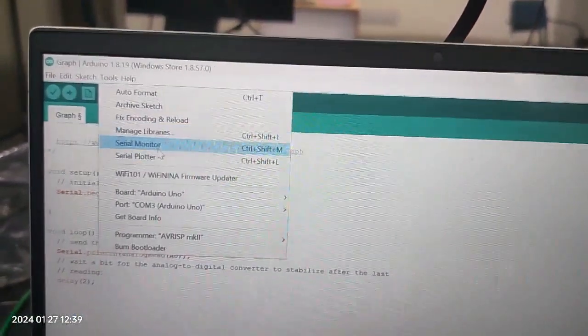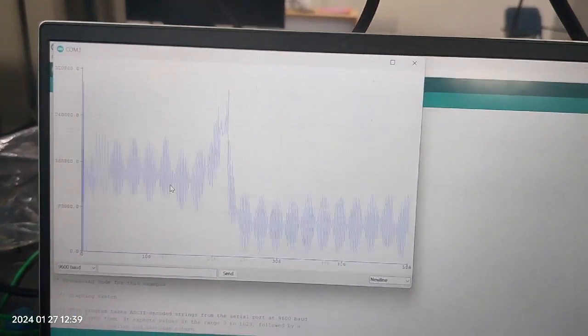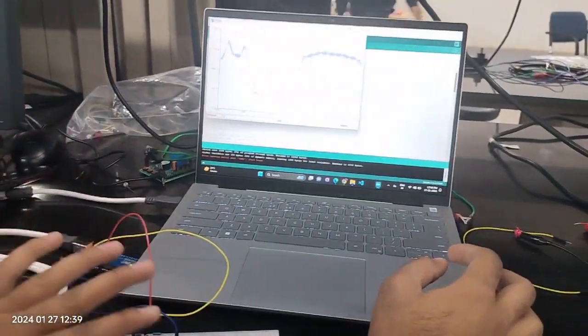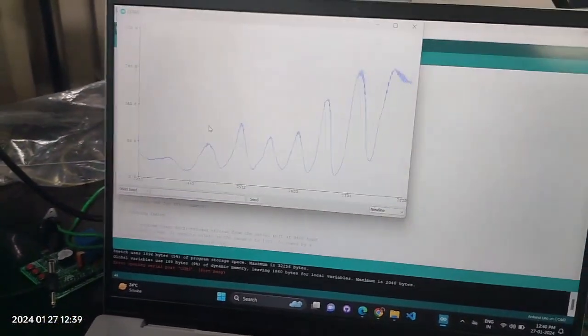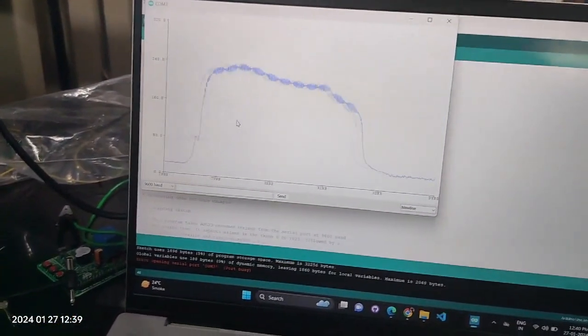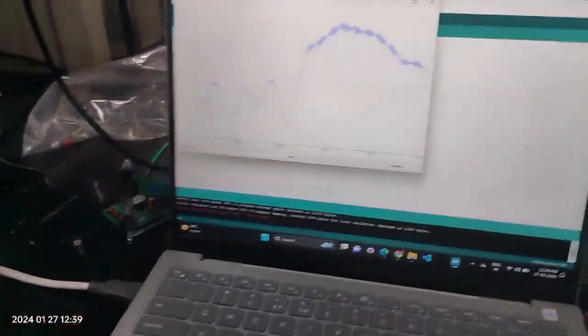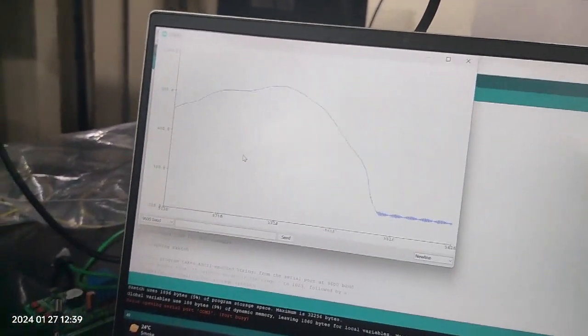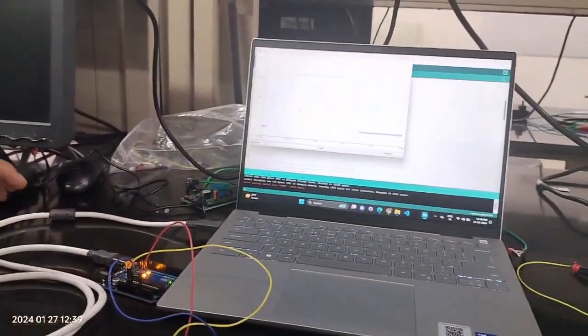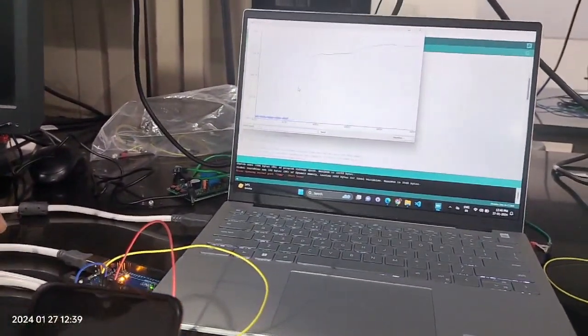Then we go to Tools and open the Serial Plotter. Then we see that the graph is showing. If we touch the sensor with our finger, it shows a difference. Then if we use the flash, it also shows a difference. If we remove it, the graph goes back, and if we put less light, it changes accordingly.